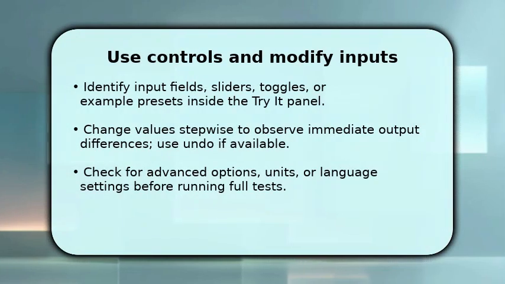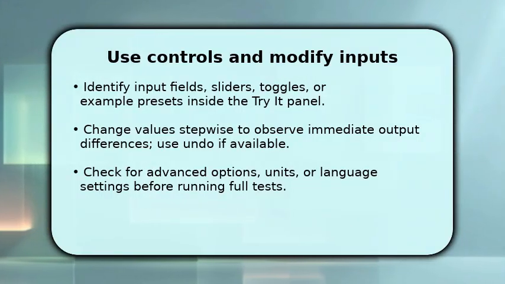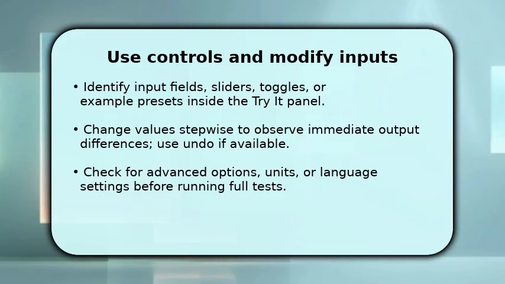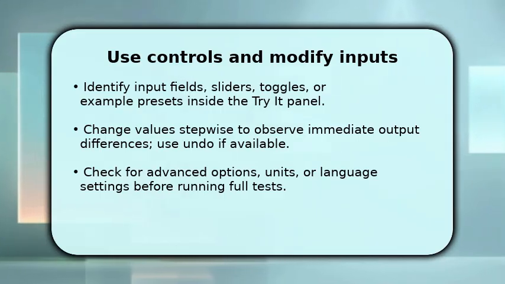Once the Try It panel is open, locate the input controls, text boxes, sliders, drop-downs, and example presets, and focus on the primary field first. You should change one variable at a time so you can see how each input affects results. This isolates cause and effect.